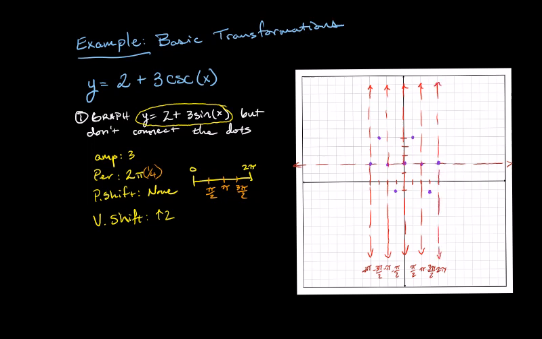And then if the point is above the midline, then we'll have what looks like a parabola but opening up. And if it's below, that parabola will open down. And that's pretty straightforward.